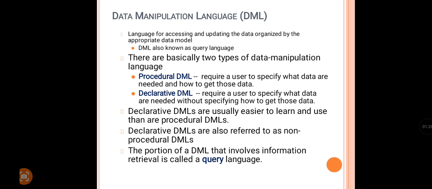This slide also explains two types of DML, procedural DML and declarative DML. In procedural DML, the user specifies both what data is required and how to retrieve it. The second one is declarative DML. In declarative DML, the user only specifies what data is needed and the database system decides how to retrieve it. So SQL is an example of declarative DML because we simply write the query and the DBMS finds the best method to execute it. Since declarative DML is simple and easier to use, it is the most commonly used approach in modern databases.